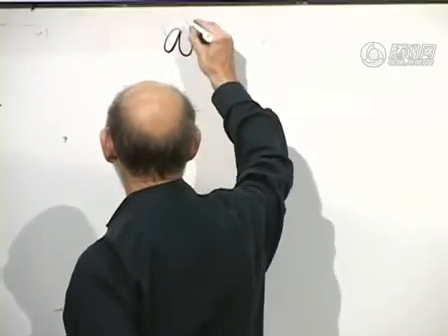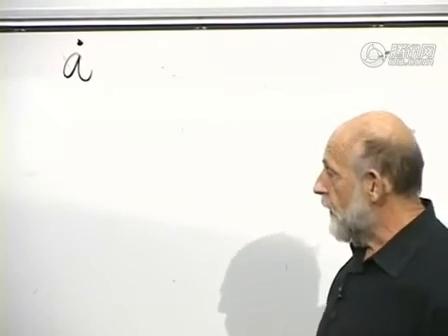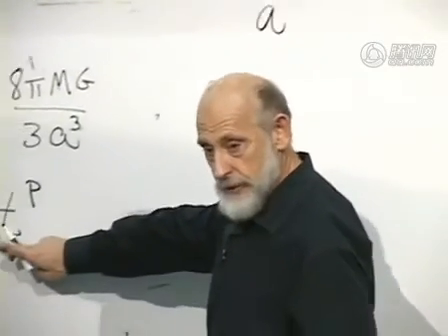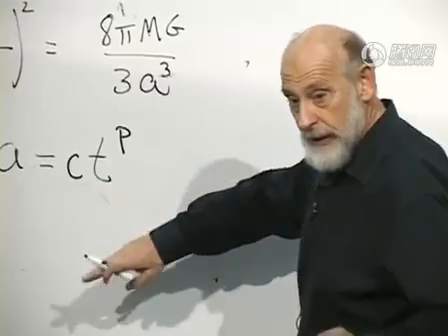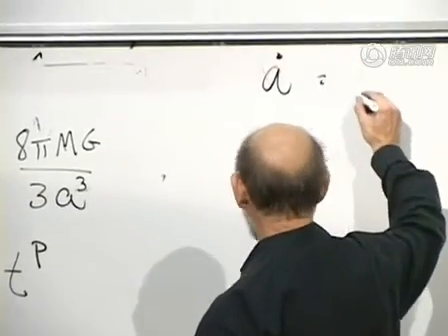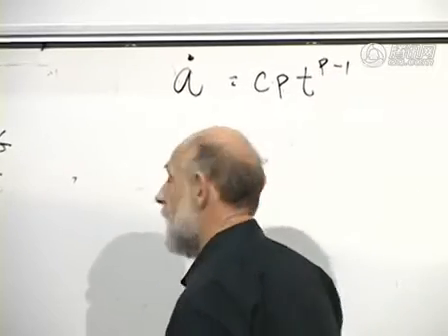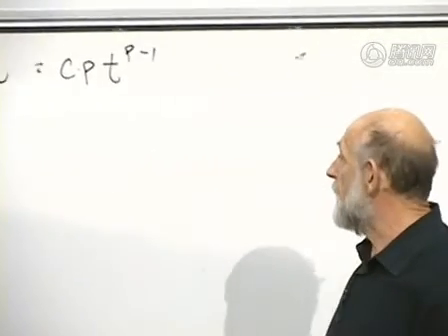First of all, what is A dot? The time derivative of A. All we have to do is differentiate this. The C, by assumption, now is a constant. It may work out that you can't solve the equation this way. Then you'd have to start modifying. But let's check. A dot is equal to C, P, T to the P minus 1, right? Everybody agree with that? Okay.